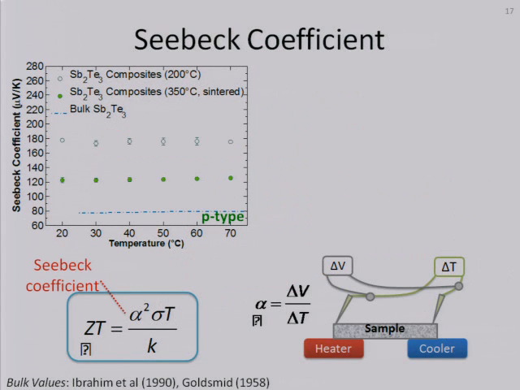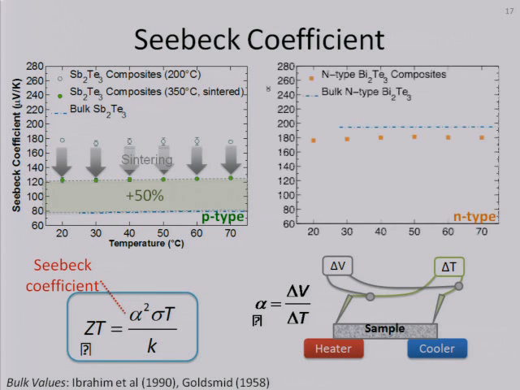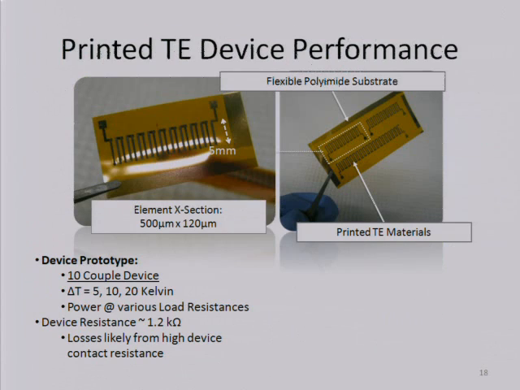This is a plot of the Seebeck coefficient, and unfortunately sintering lowers the Seebeck coefficient somewhat, but not by an enormous amount, something about 50%. And what's amazing is even with that lowering, the Seebeck coefficient of our materials is above that of bulk antimony telluride for reasons which we don't understand at the moment. And if we turn to the other semiconductor material, the bismuth telluride, you can see that our Seebeck coefficient is very close to the bulk value. So things are looking fairly promising at this stage.